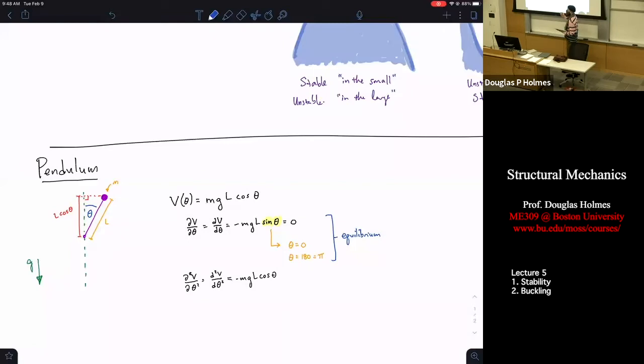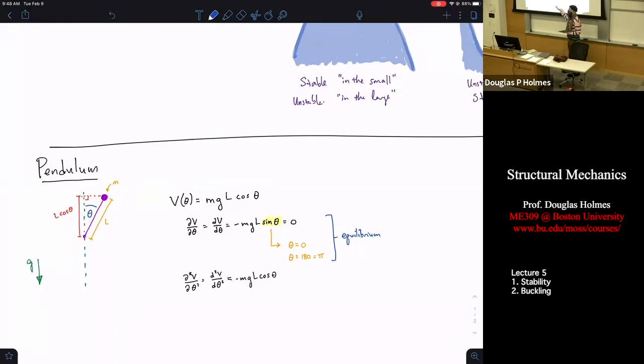Here's a little bit that I guess might not be as obvious to all of you. I mean, at least I always have to double check myself. But what I do at this point is I can say, what is the sign of this term when I put in my two equilibrium conditions? So what's the sign of this term when theta is equal to 0? And what's the sign of this term when theta is equal to pi?